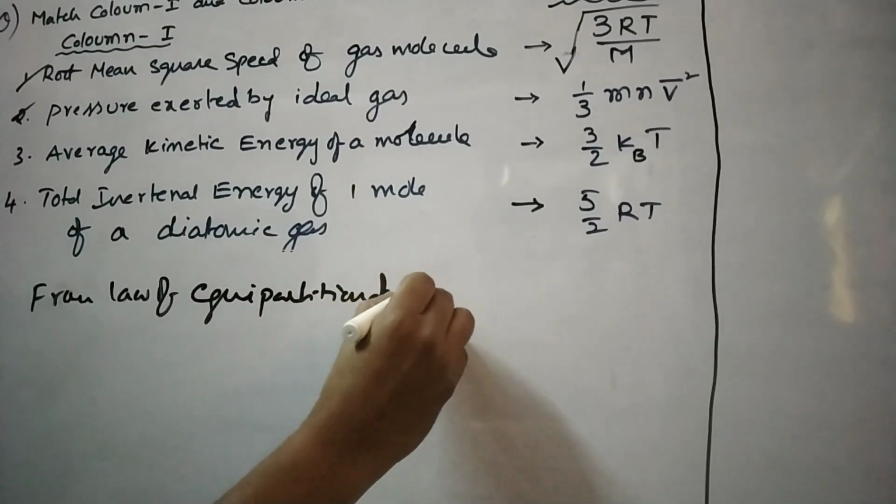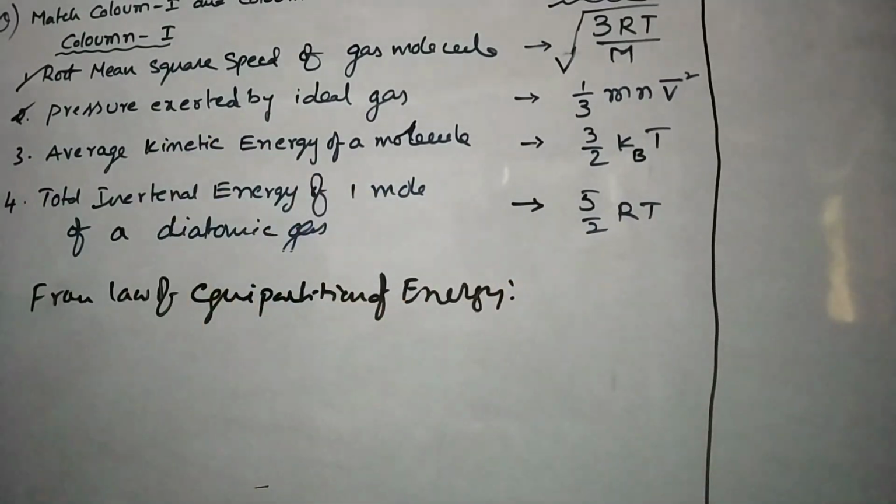Law of equipartition of energy. What does it tell us? The total number of possible independent ways in which the particles of a system can take up energy is called the degree of freedom of that system.